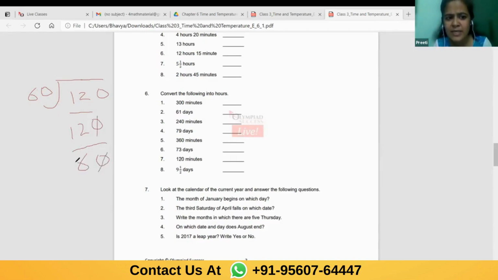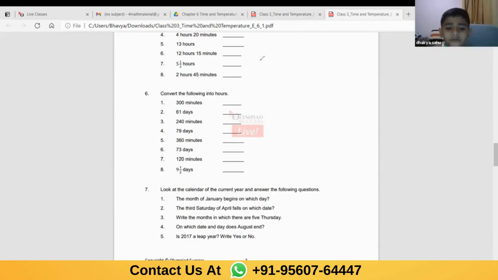0, 0 cut, 6 ones are 6, 6 twos are 12. Finish. This is the simplest way. Yes, ma'am, I was just trying to tell you. And ma'am, I got confused how to do the days with the fraction. No, everything will not work with fraction. Multiplication will not work with fraction.